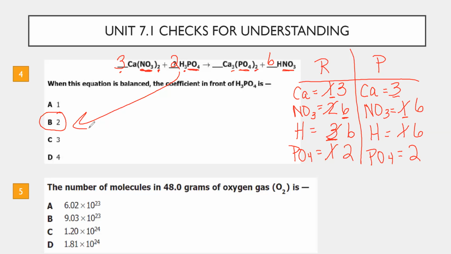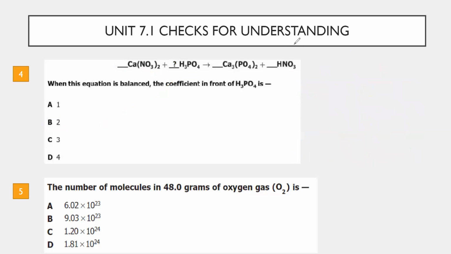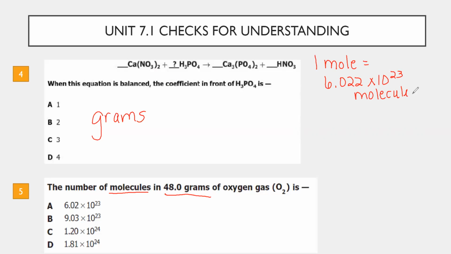All right, checks for understanding number 5, how many molecules are in 48 grams of oxygen gas? All right, let me clear my screen so I have room to write. Okay, so what you're doing, you're being given the grams. Okay, so we have grams. And then they want us to go to molecules. Well, remember, 1 mole is equal to 6.022 times 10 to the 23rd molecules. So we need to figure out number of moles. So this is kind of a 3-step. So we have to take it grams to moles, and then moles to molecules.